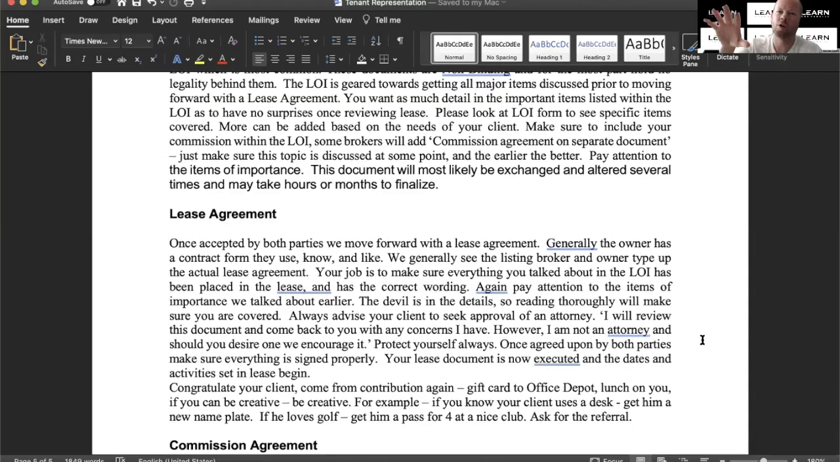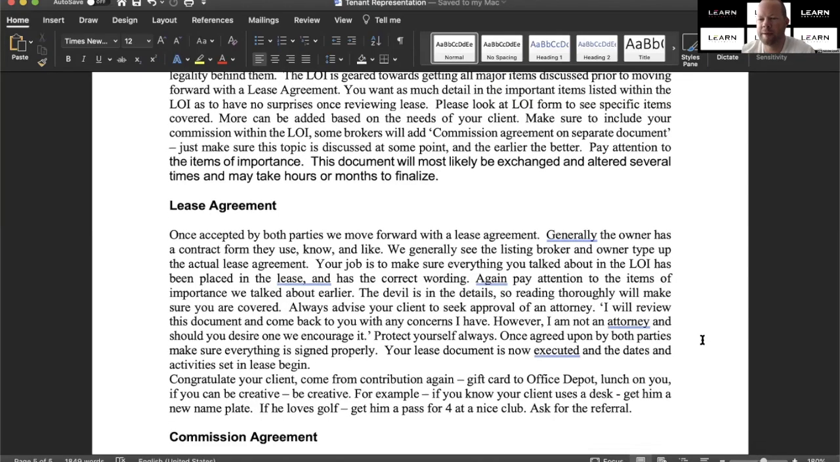Once you've got the LOI signed off, everyone's agreed to it, we put that onto a lease. Now, if you're with the listing broker side, as the tenant rep, more than likely, the ownership has a lease agreement that they've used in the past that they like. So they're going to type up the lease with the information from the LOI, send it off to you, and it's going to be much more in detail. It can be anywhere from 10 pages to 40. So just be ready to read.